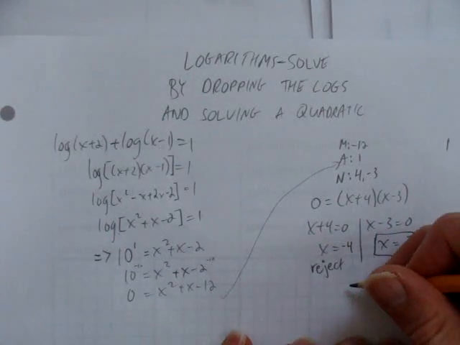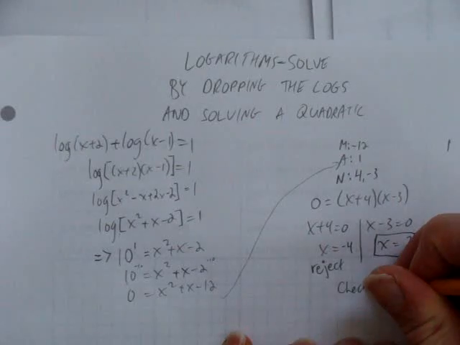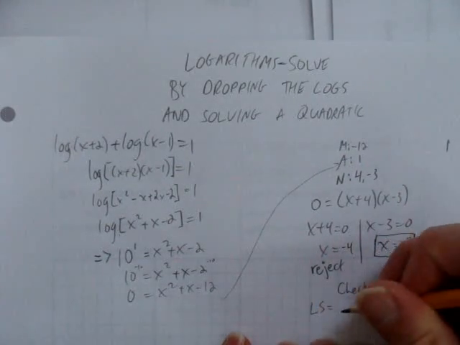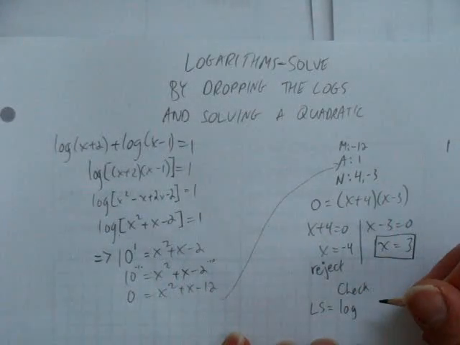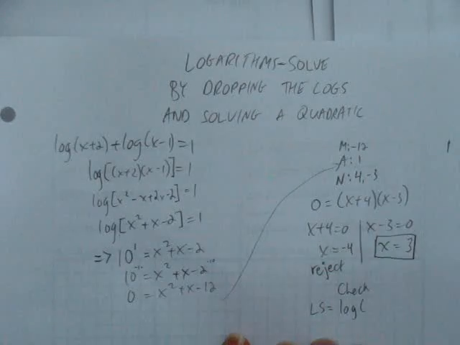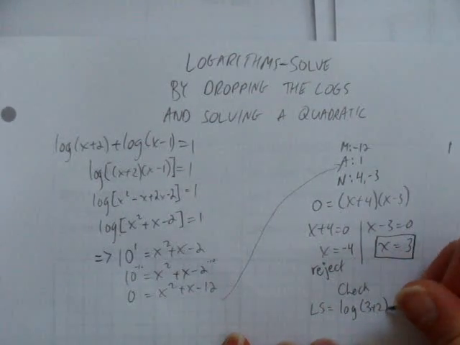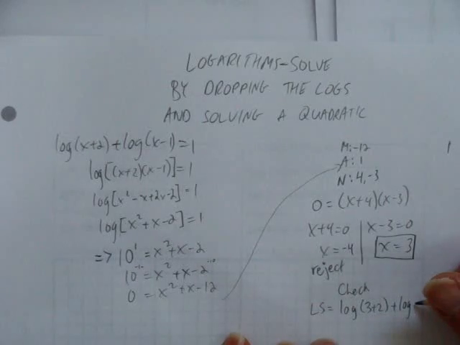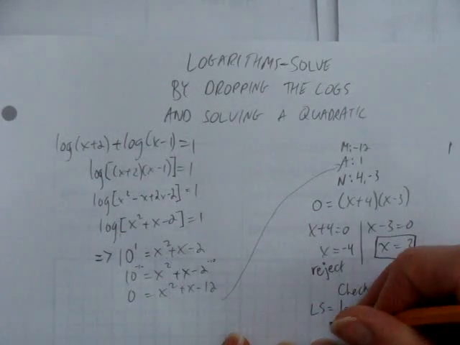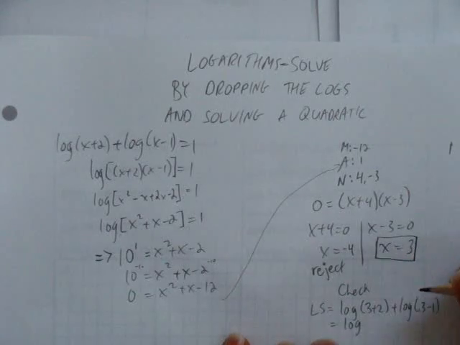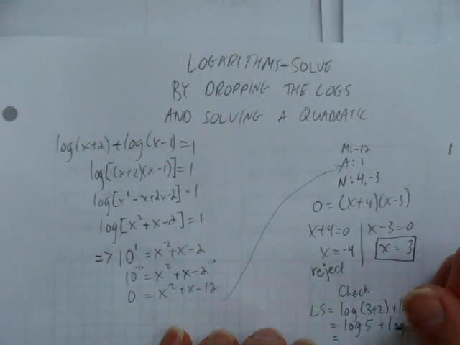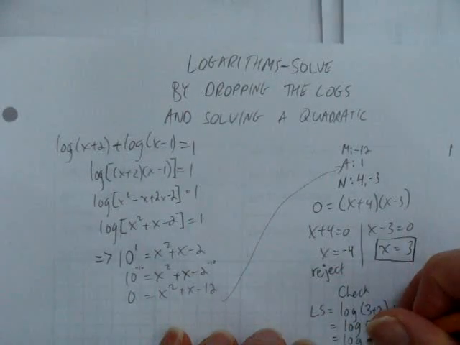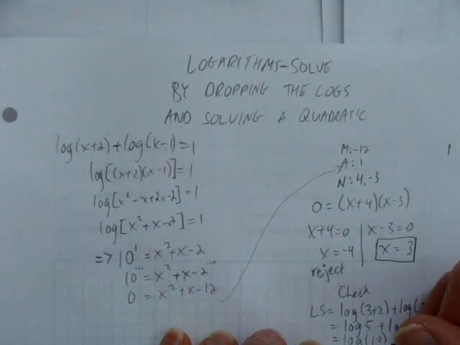We could even check if we wanted. The left-hand side should equal the right-hand side of 1 if we sub in x. So what's the log of x plus 2? Well, that's 3 plus 2, plus the log of x minus 1. That's 3 minus 1. So that would be the same as log of 5 plus log of 2. And we know from the rules of logarithms, when you're adding logs, it's the same as multiplying what's inside here. 5 times 2 is 10.